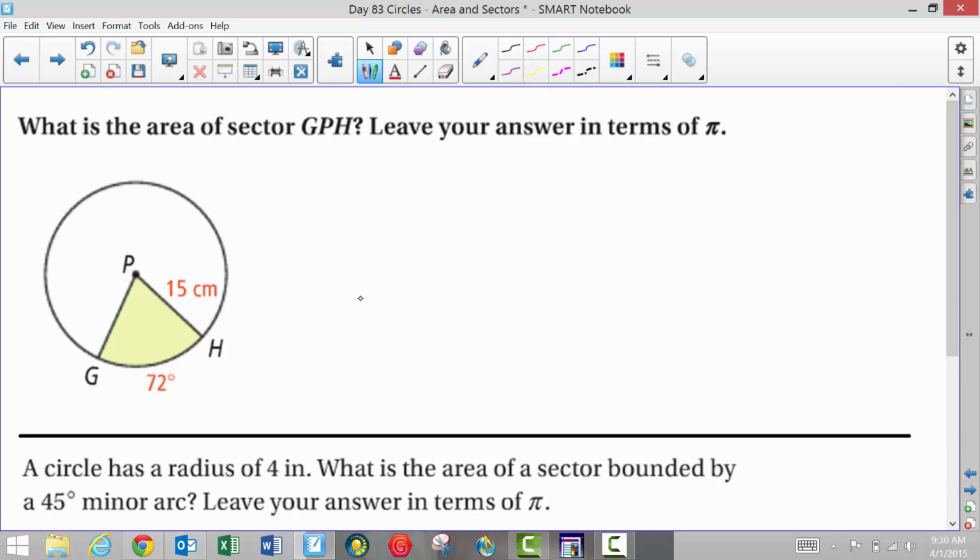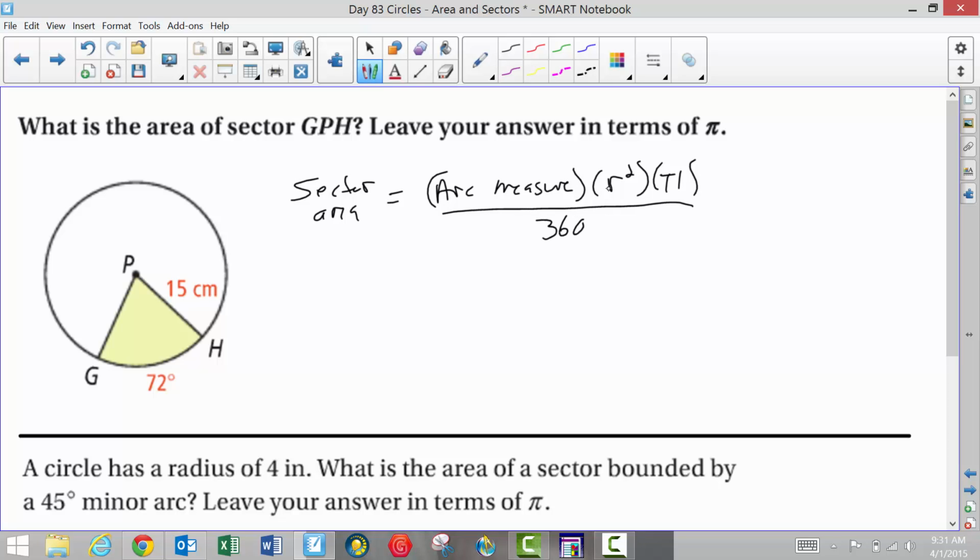So what's the area of the sector bounded by arc GH? Okay, so it's a slice of pizza, so it's a sector. So my sector area is going to equal my arc measure times my radius squared times pi all over 360. I want my answer in terms of pi. That means I don't use pi in the calculator. So the arc measure of GH is the same as the central angle. So it's going to be 72 times 15 squared times pi all over 360.